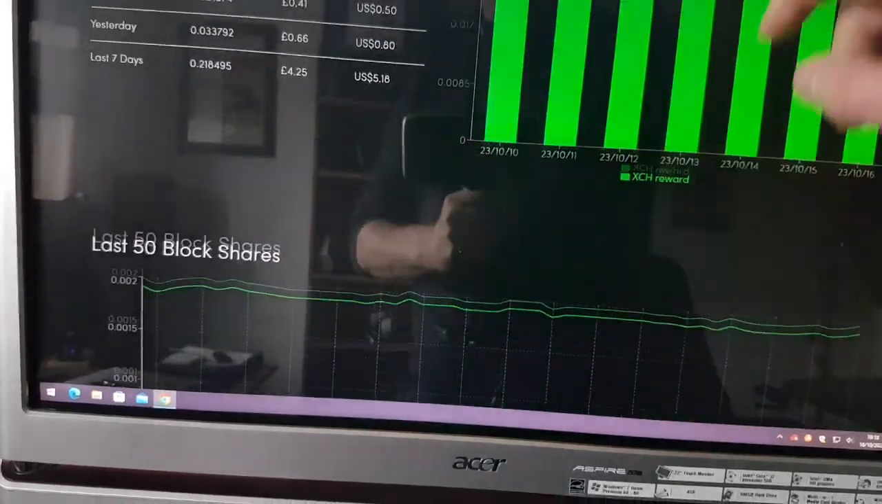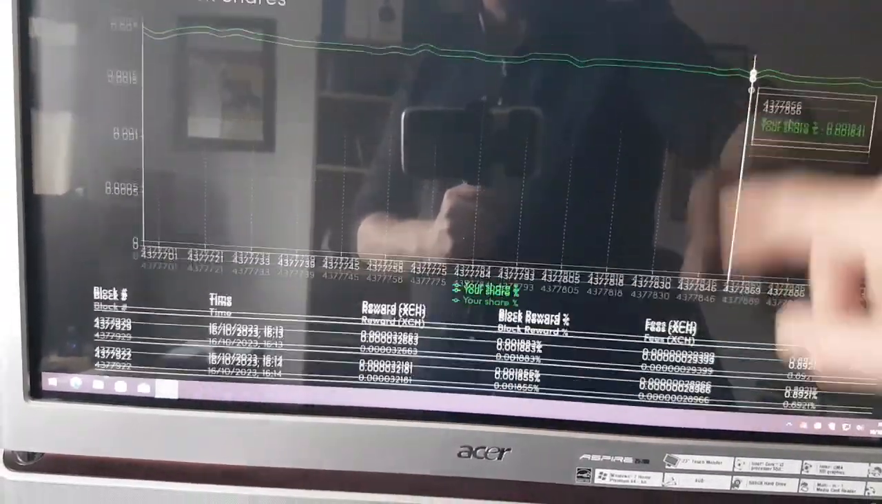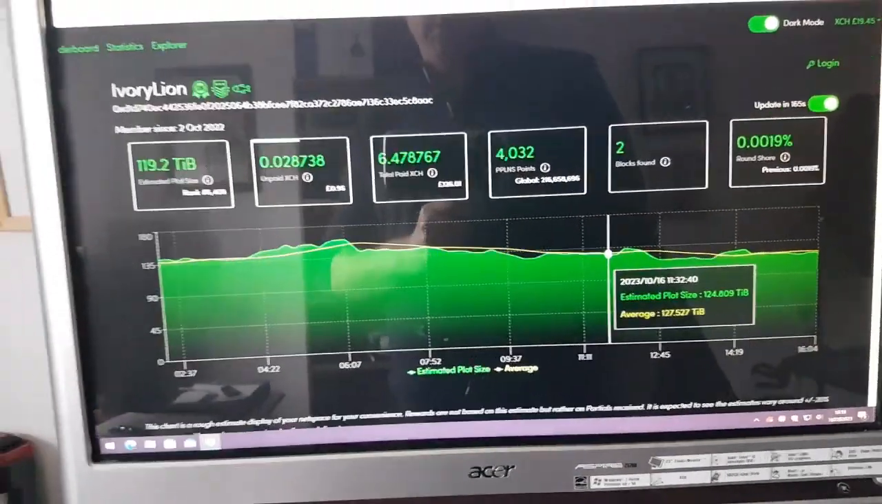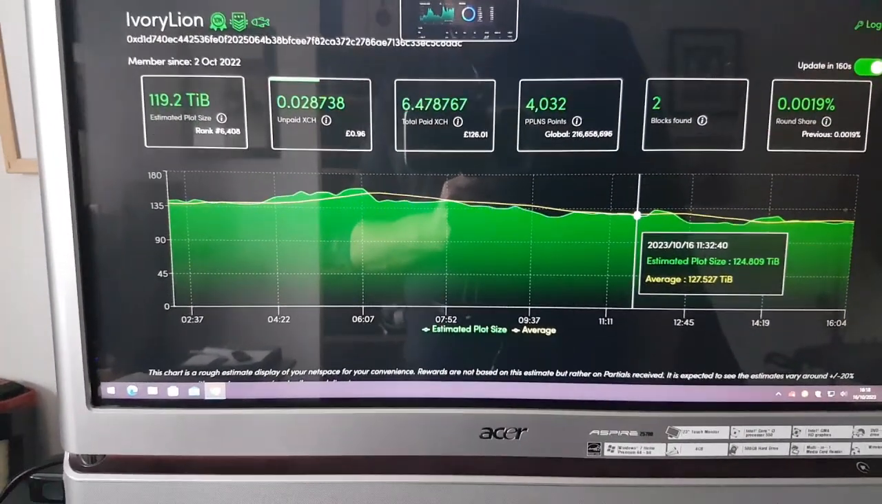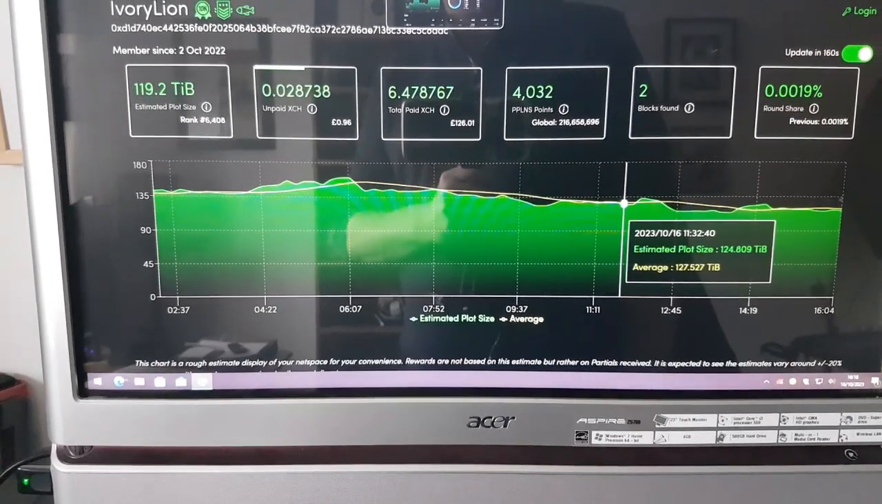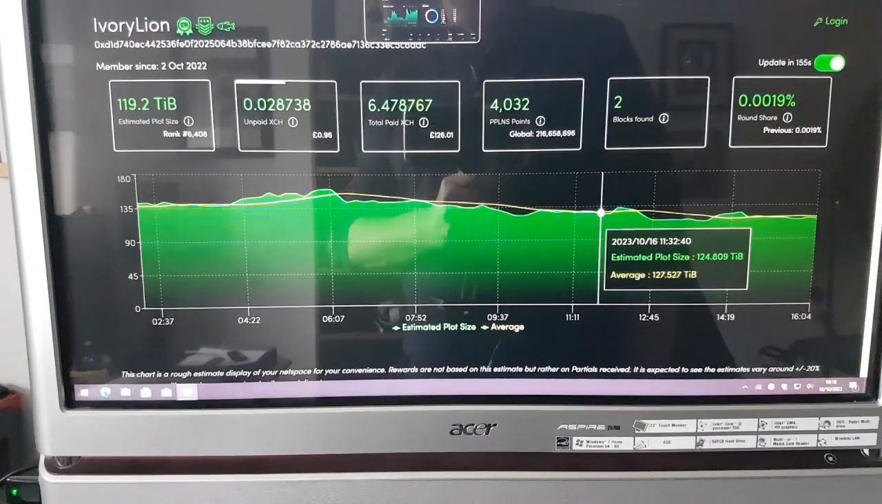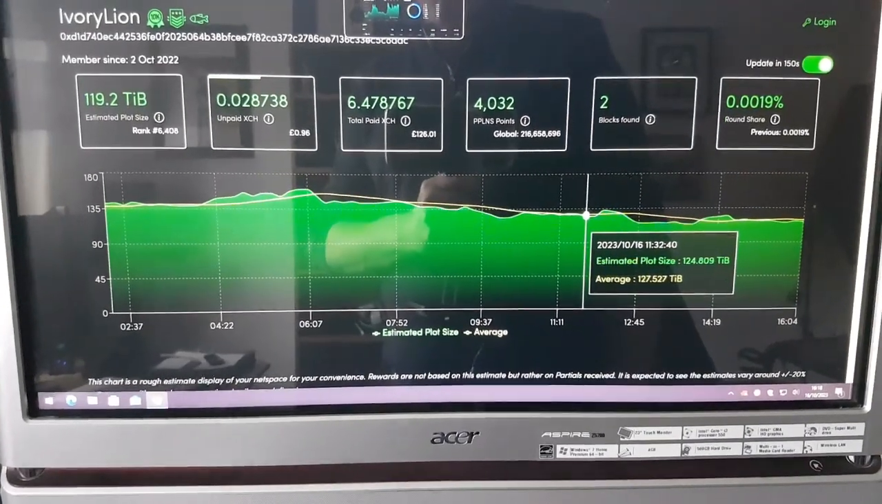I've checked all the partials coming through, 100%, no issues at all. So everything is working as it should. Not sure what the reasons are for not being able to win a block yet, but I'm just going to have to be patient, I suppose.